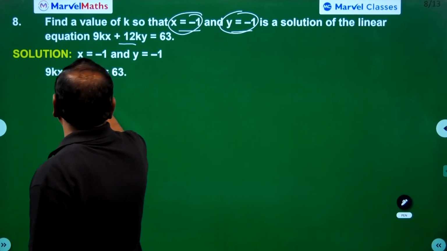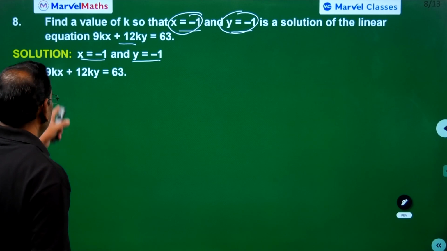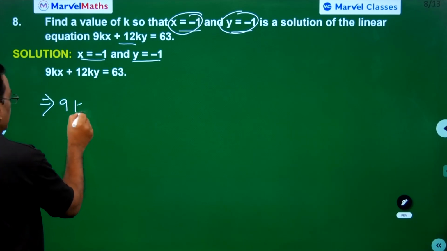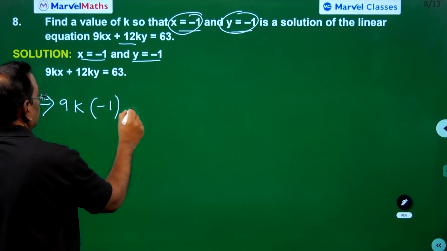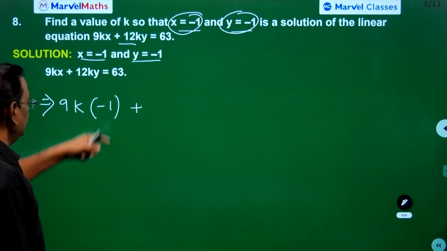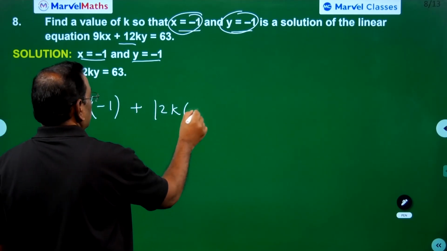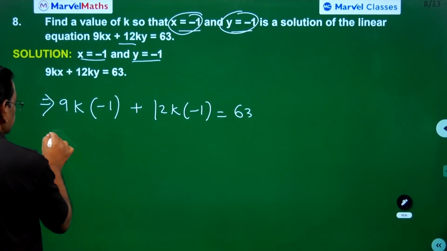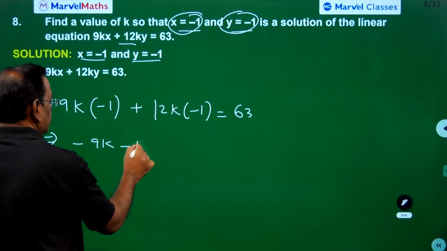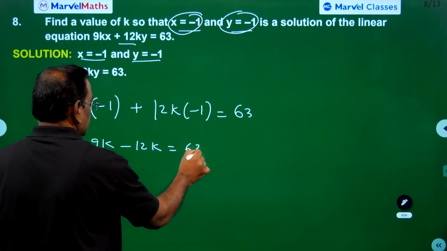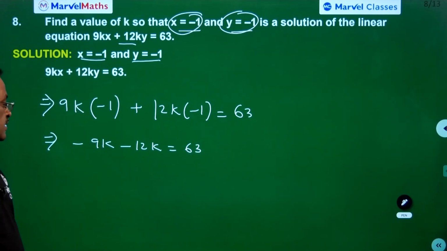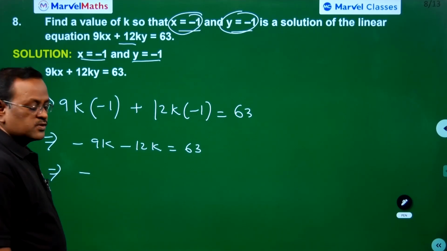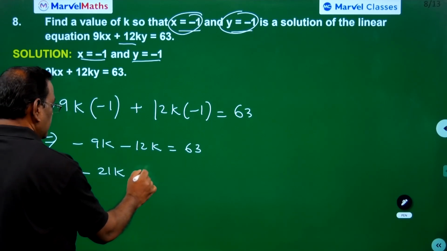So, given data x equal to minus 1 and y equal to minus 1, substitute in equation 1. If you substitute in equation 1, which implies 9k into x, the value of x is minus 1, plus 12k into y, 12k into minus 1 equal to 63, correct, which implies minus 9k minus 12k equal to 63. If you add these two terms, minus 9 minus 12 is minus 21, minus 21k equal to 63.